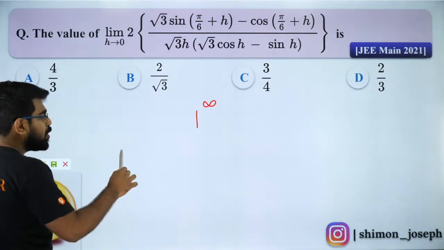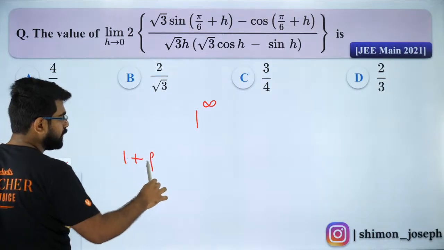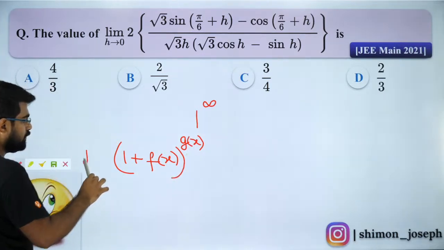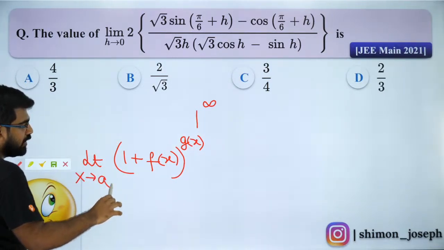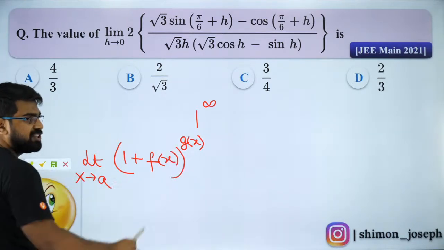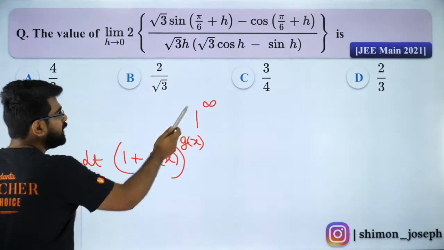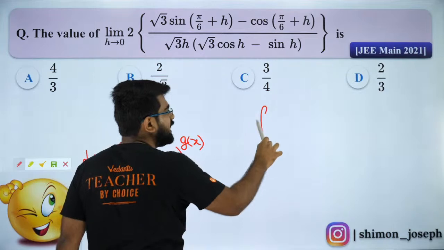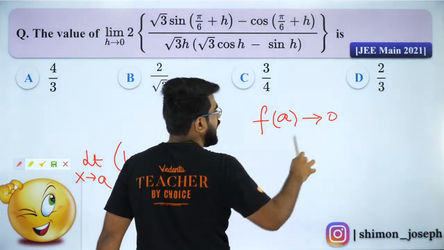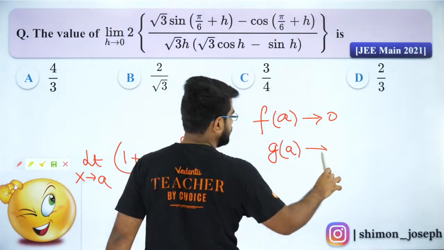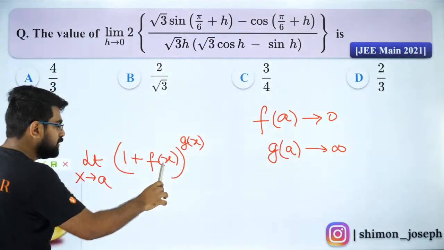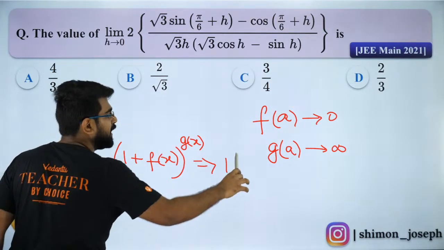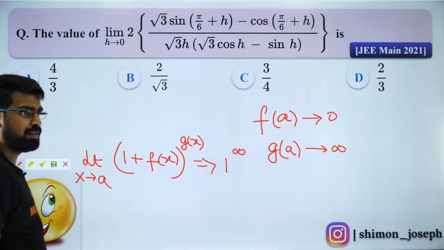So guys, mostly these kind of questions will be given like this. They'll ask you to find the limit of this function, limit x extending to a, 1 plus f of x to the power g of x. So what we do here is, first of all, when I put x equal to a, my f of a will tend to 0 and my g of a will tend to infinity. So because my f of x tends to 0, it will be 1 plus 0 power infinity, and that is why it is 1 to the power infinity form. Understood? Are you clear?